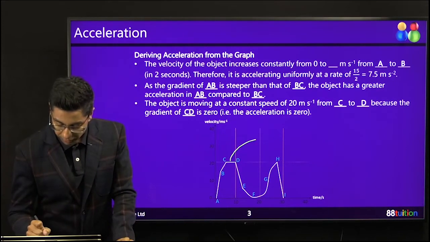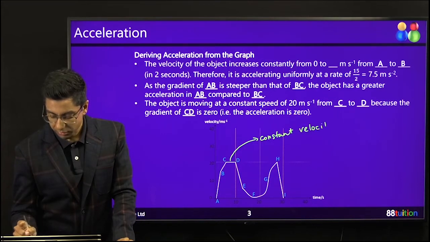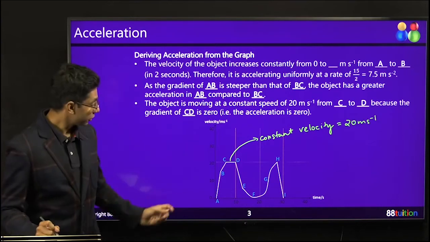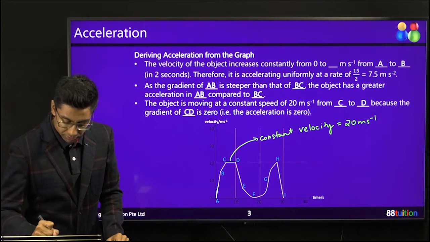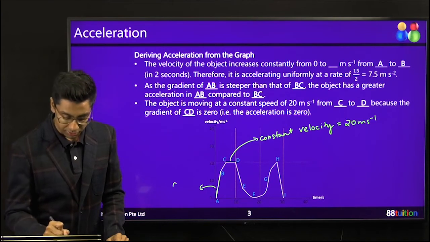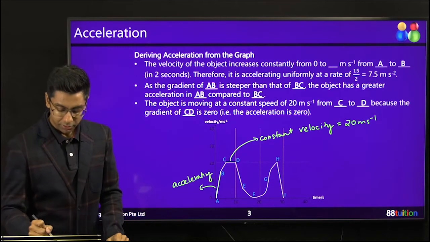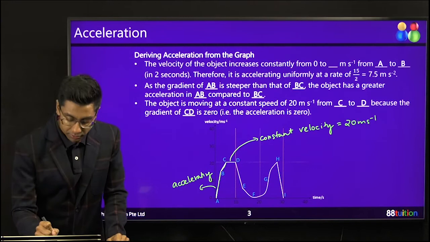So this part is constant velocity, which equals 20 meters per second. Here the velocity is changing, but constantly. So it's accelerating. Velocity is changing here, velocity is not changing there. So A to B and B to C are all accelerating.